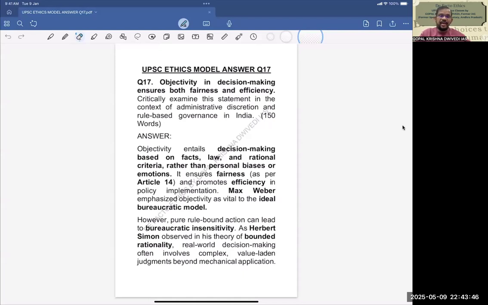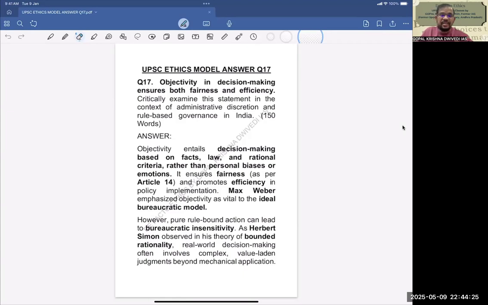Now, first, we are going to define what is objectivity in decision making and then how it ensures fairness and efficiency, and that too particularly in the Indian system, and that too when discretion and rule based governance will be taken up both. We will try to give some live examples. We will try to give some ethical theories, constitutional provisions, and all those things, including which this model answer will be framed. So objectivity entails decision making based on facts, law, and rational criteria rather than personal biases or emotions.